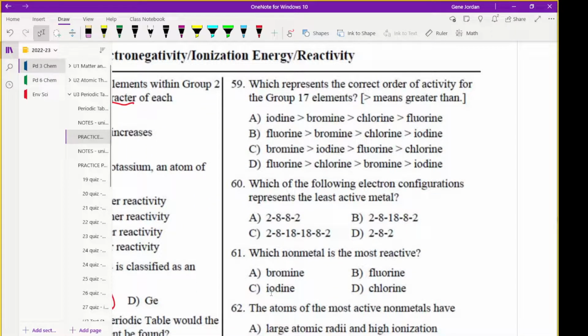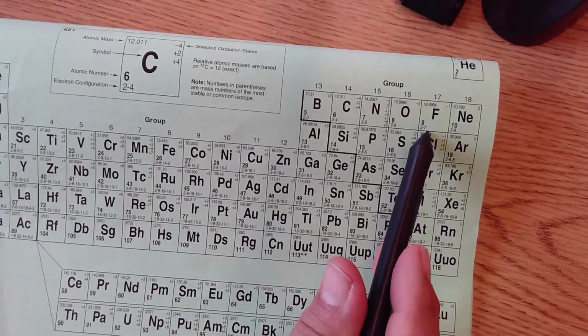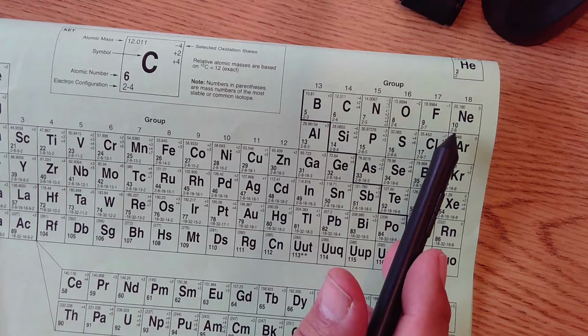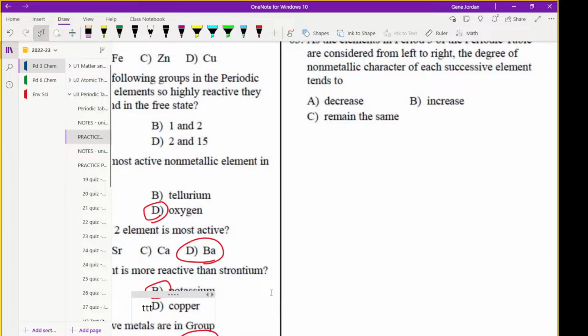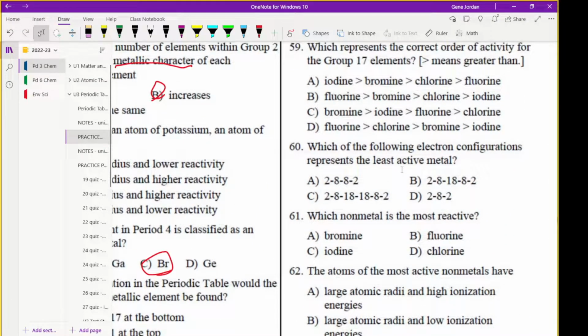59, represent the correct order of activity for group 17 elements. Greater than means, okay, so obviously greater than, I thought we all knew that, but that's cool. So take a look at group 17. That's these. What's the most reactive one? Fluorine. So we'd really want to look for anything that has fluorine as the most reactive. There it is. Fluorine is the most reactive. So these two are promising. And then they should follow the order. It goes fluorine, chlorine, bromine, iodine. That is the most correct.